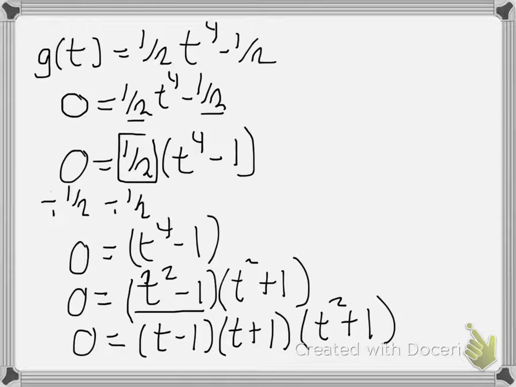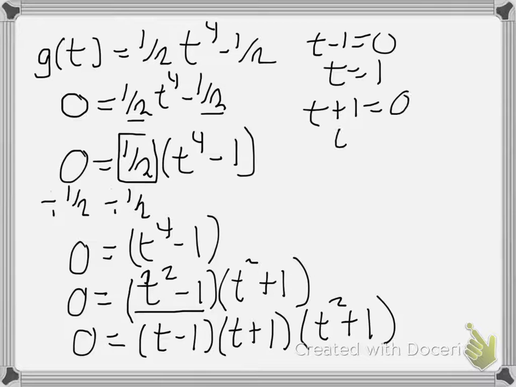Now, I'm going to go ahead and do that. I've got t minus 1 is equal to 0. So obviously t is equal to 1. I've got t plus 1 is equal to 0. So in that case, t is equal to -1. Now these are real, true zeros, okay? If you were to graph this function, it would cross the axis at 1 and at -1.